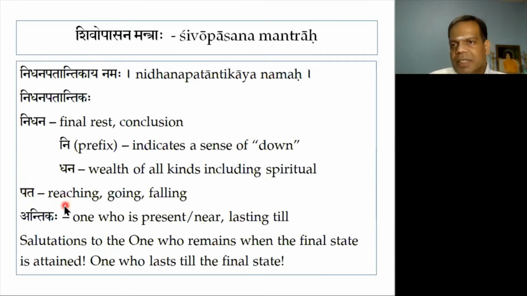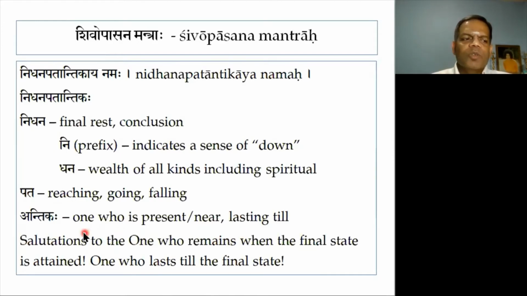Or reaching a state. Okay, Nidhana Patantikaya. Antikaha means one who is present, one who is near, or one who lasts till that time.